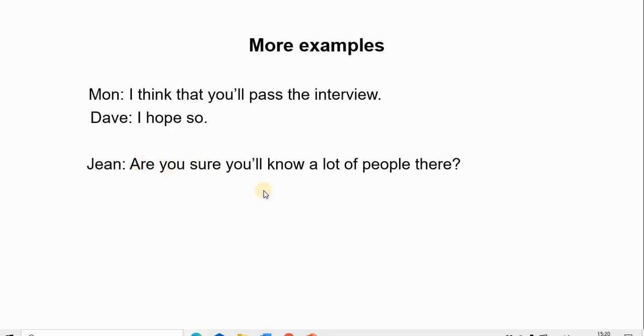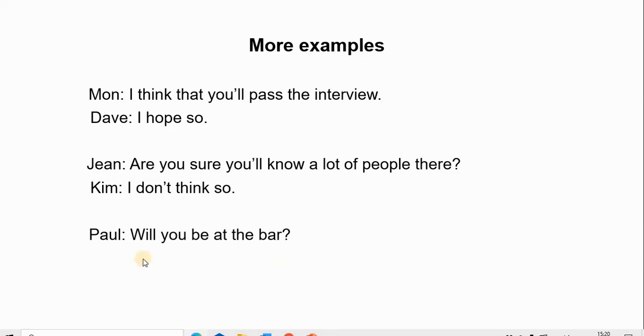And another example without that clause. Are you sure you'll know a lot of people there? And Kim replies, I don't think so. So I don't think that I know a lot of people there. Here we have an example of the negative. The verb in the negative followed by so, and she doesn't think she knows a lot of people there. I don't think so.